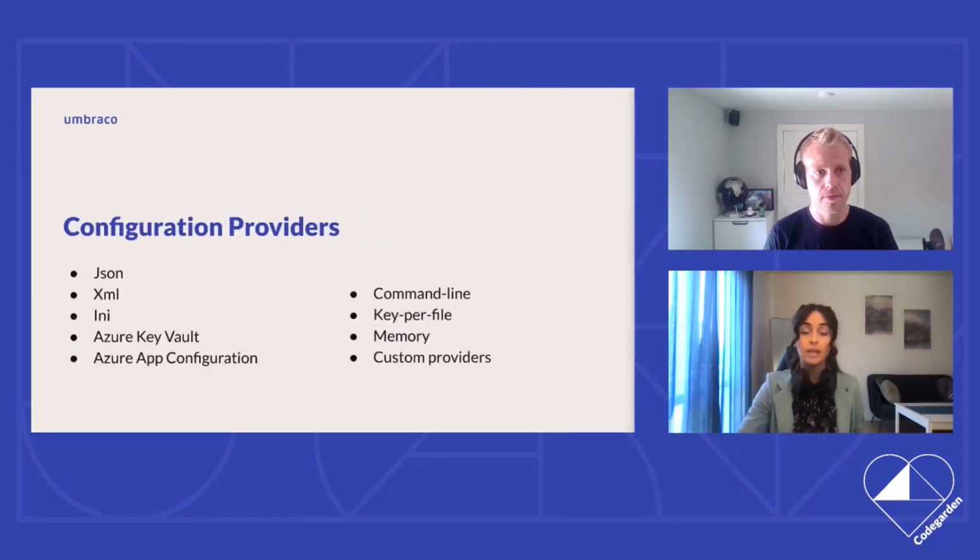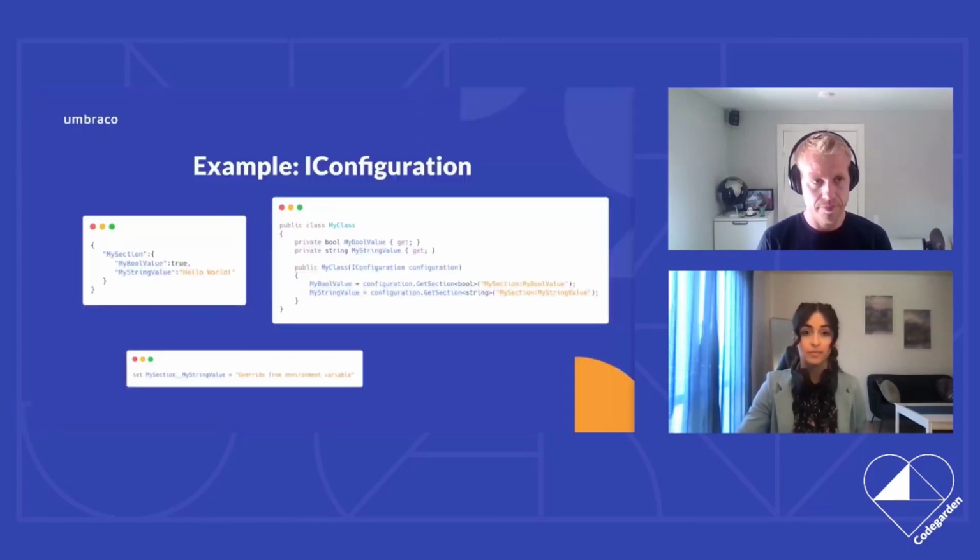By default, there are many possible configuration providers available: JSON, XML, Azure Key Vault, command line, memory, and the list goes further on, as you can see on the slide. Or you can quite easily implement your own providers as well.